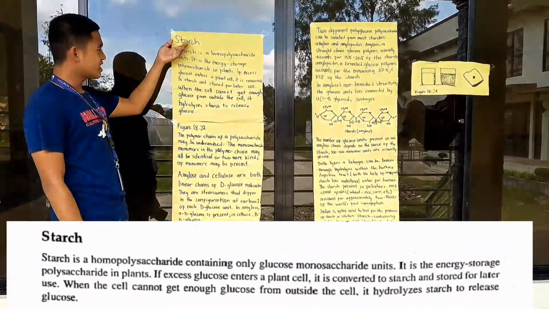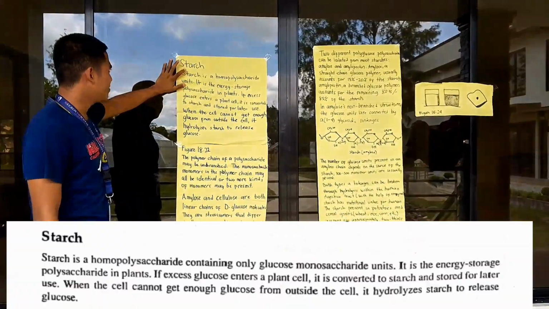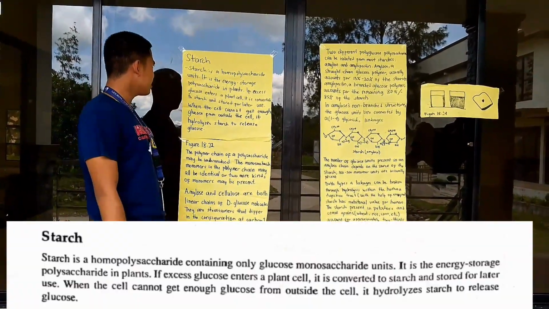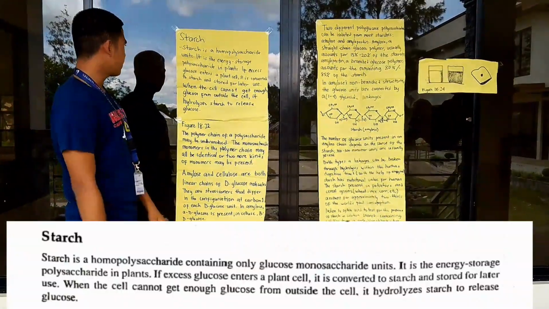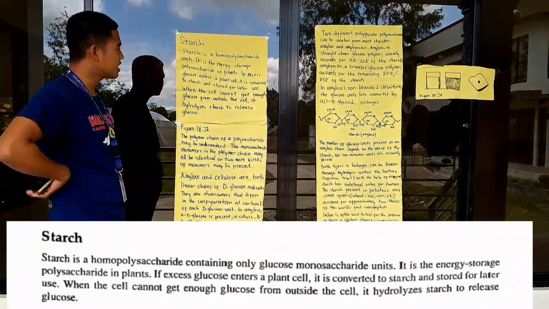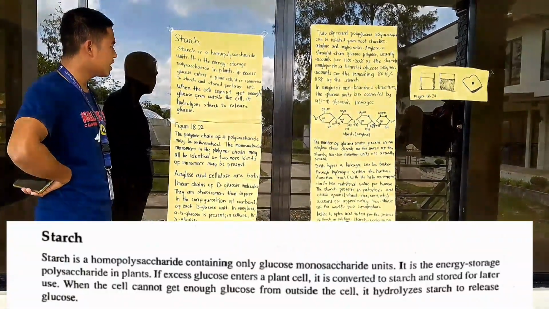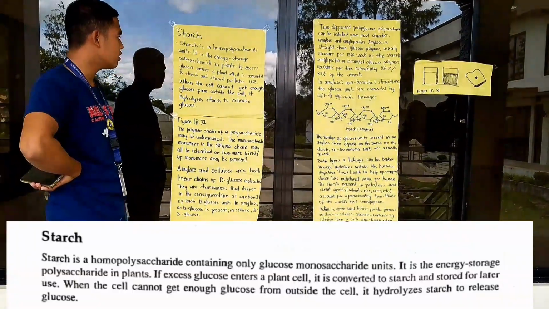So today I will discuss starch. Starch is a polysaccharide. It is the energy storage polysaccharide in plants. If excess glucose enters a plant cell, it is converted into starch and stored for later use.